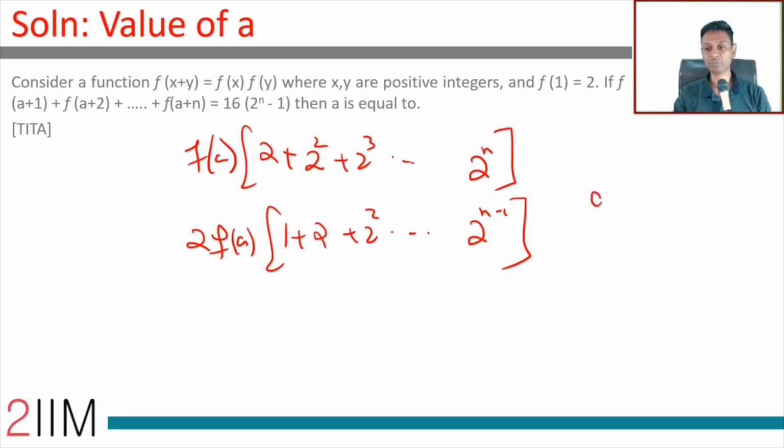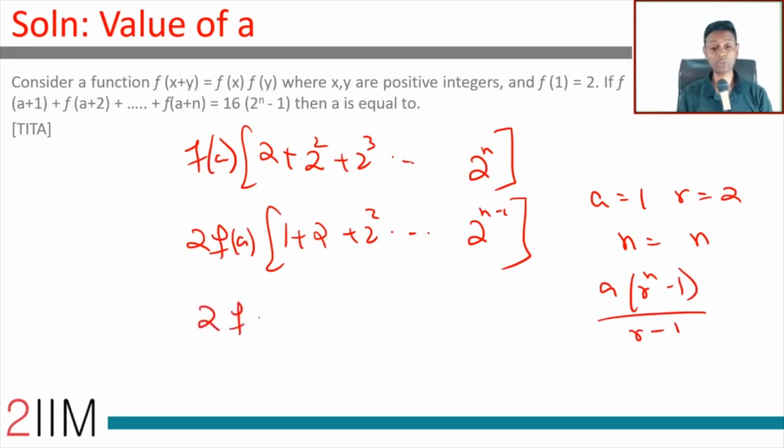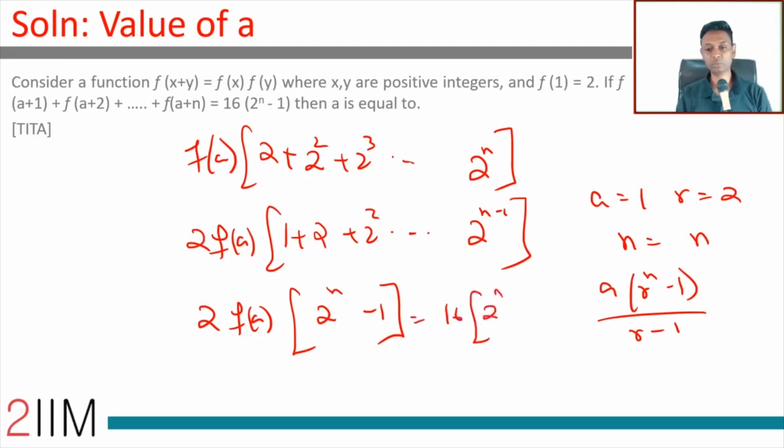This is a GP. First term is 1, common ratio is 2, number of terms is n, sum is a into r power n minus 1 by r minus 1. R minus 1 is 1. 2 times f of a into 2 power n minus 1. This is 16 times 2 power n minus 1, or f of a is 8.